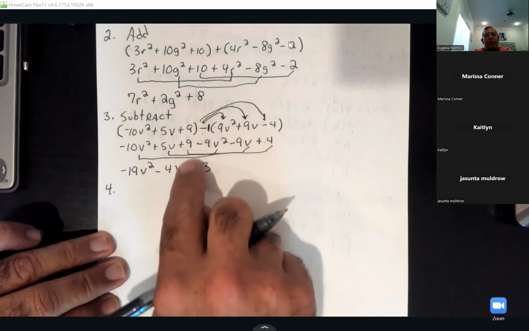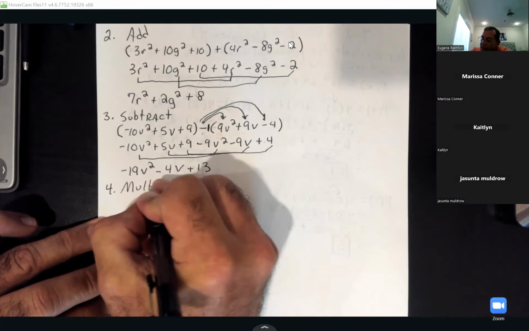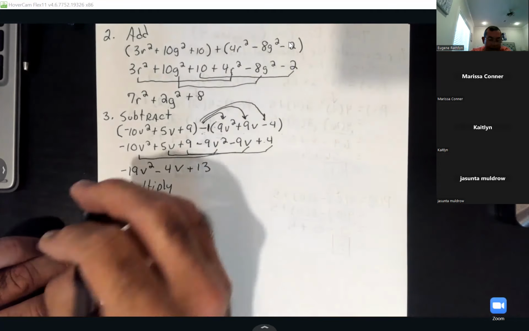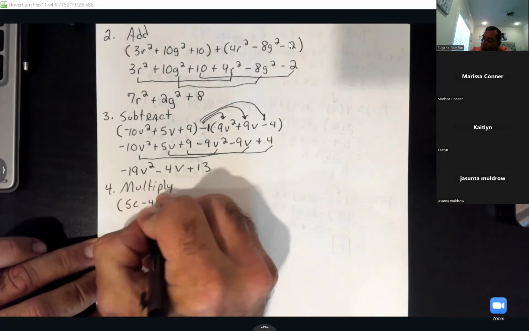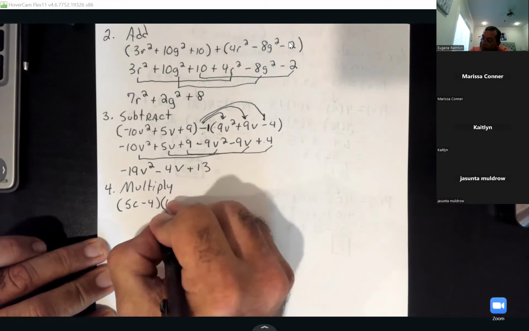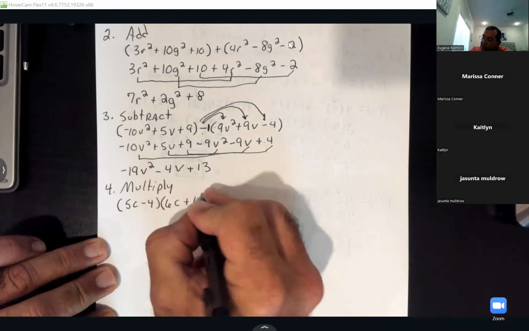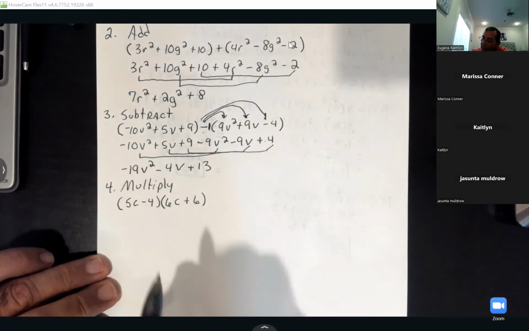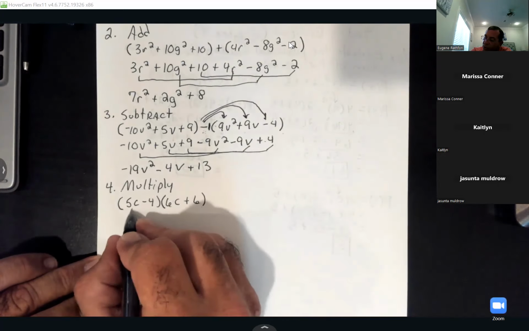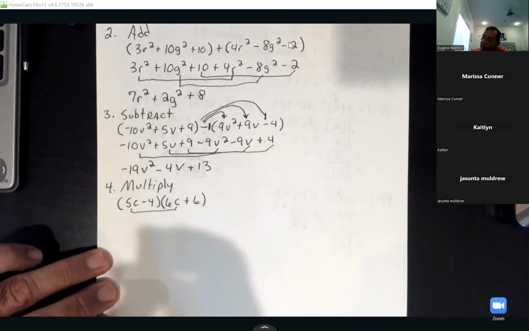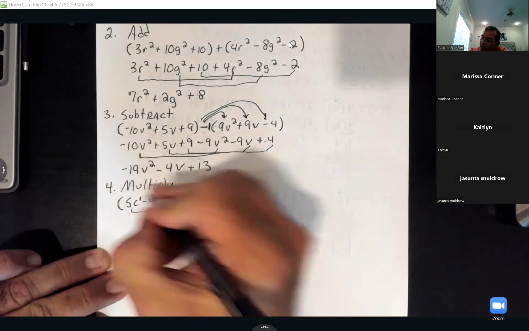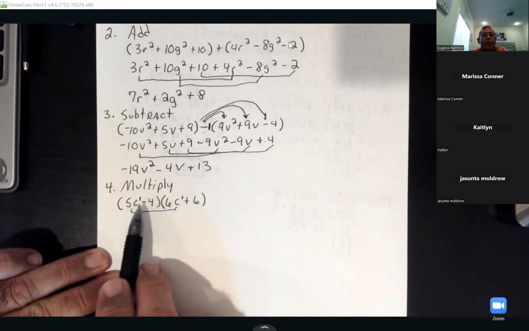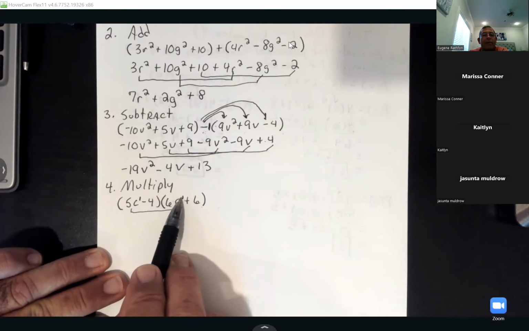So y'all, then once we got through subtraction, we started multiplying. So for number 4, they got 5c minus 4 times 6c plus 6. And this is where I taught y'all to FOIL. So the first ones was 5c times 6c. Now y'all, remember, when you multiply the c times the c, you're adding those exponents together.